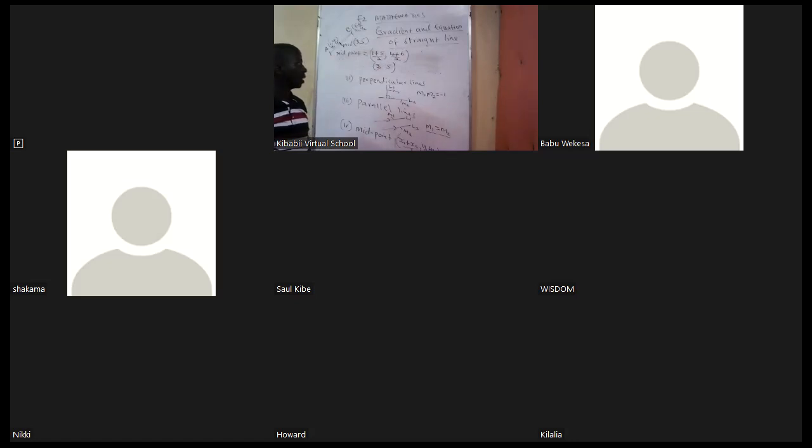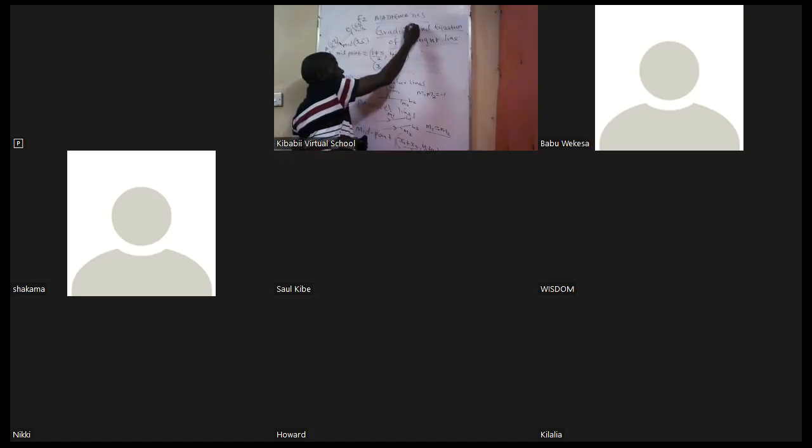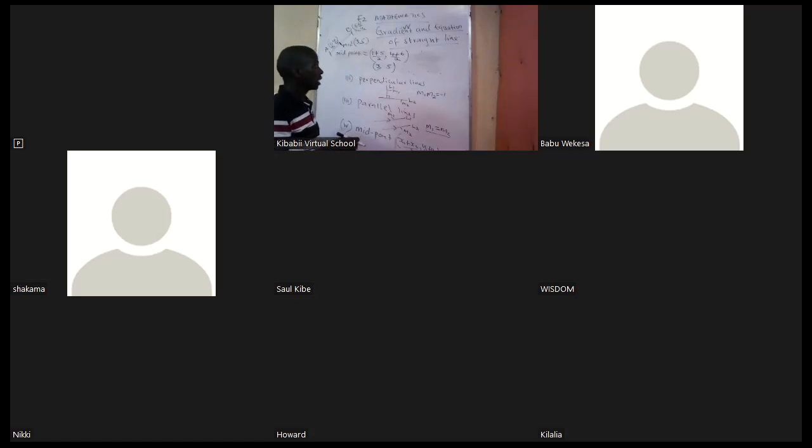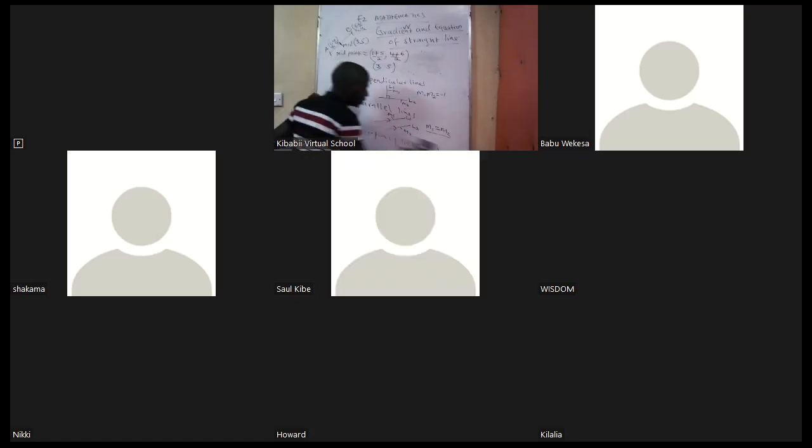Now, let us look at the equation of a straight line, being the last part of this topic. Students, so far, we have known how to get the gradient of a straight line. Now we want to learn how to get the equation of a straight line. The equation of a straight line is the subtopic of discussion.